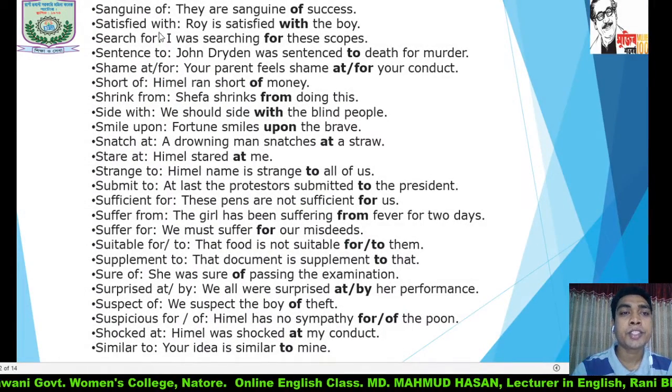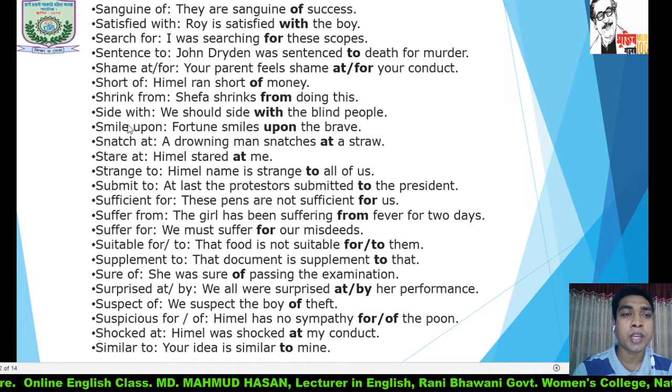Sanguine of, satisfied with, search for, sentence to, shame at or for, short of, shrink from, side with, smile upon, snatch at, stare at, strange to, submit to, sufficient for, suffer from, suffer for, suitable for or to, supplement to, sure of, surprised at, suspect of, suspicious for, shocked at, similar to.